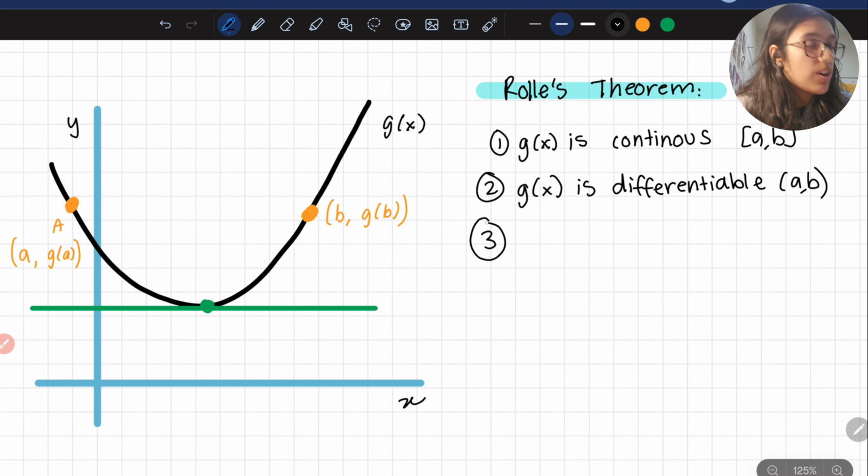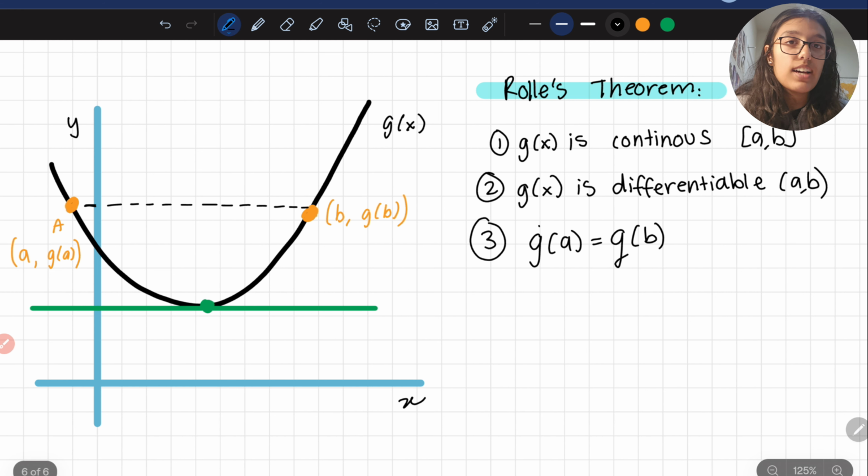And now there's also a third pre-criteria, essentially, that needs to be fulfilled before you can actually apply Rolle's theorem. And that is g of a has to be equal to g of b. And we see that is true in this case because the y-coordinates are the same on the graph to your left. Those are the three conditions that must be met before you apply Rolle's theorem.